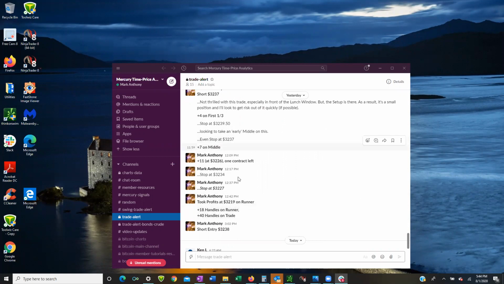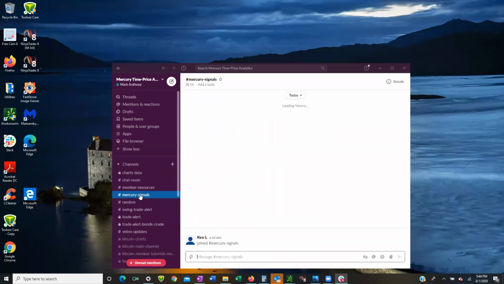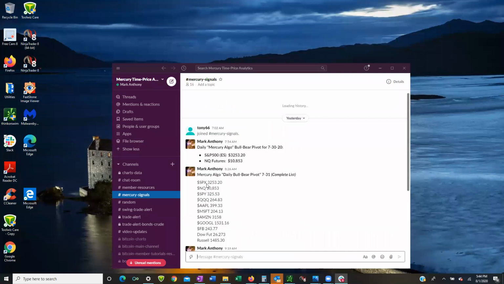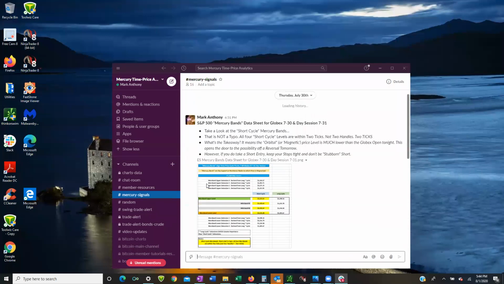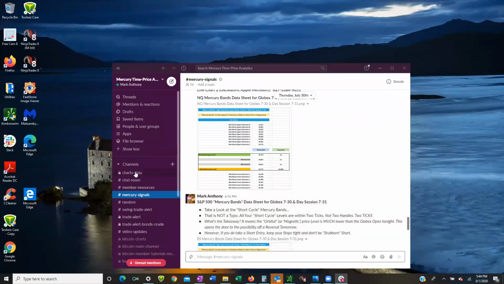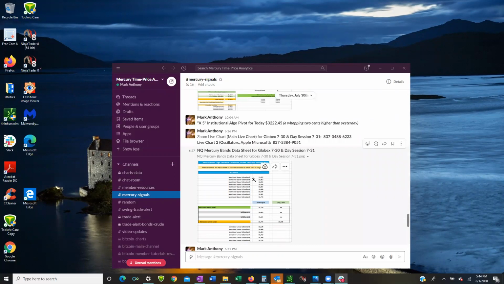Now, on our Slack channel, you got the trade alerts. The main room is Mercury signals, and we've got a chat channel too. But Mercury signals is the main one. So each night when I post, for example, the live chart codes, this is where you see them in the main Mercury signals section. So this is the live chart code for the main one. This is the live chart code for the other, and I email them out to everybody too.